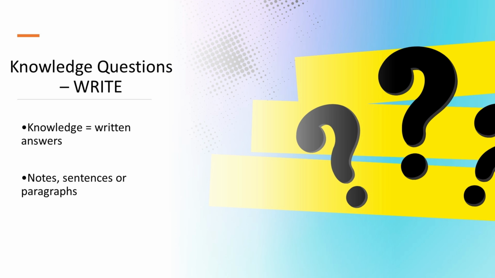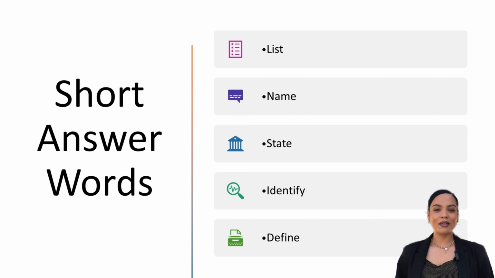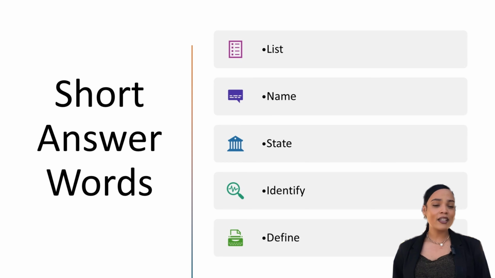Knowledge questions are written answers. That means I am checking your understanding. You may need to write bullet points, short sentences, or a full paragraph, but you must follow the keyword. Let's begin. List. When it says list, this means names only. This is what is required from you. Write bullet points. Do not explain. Do not write a paragraph.